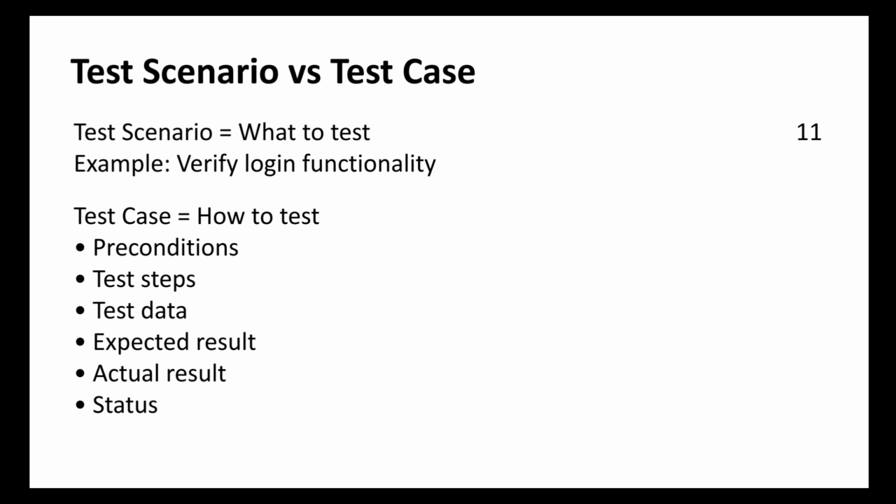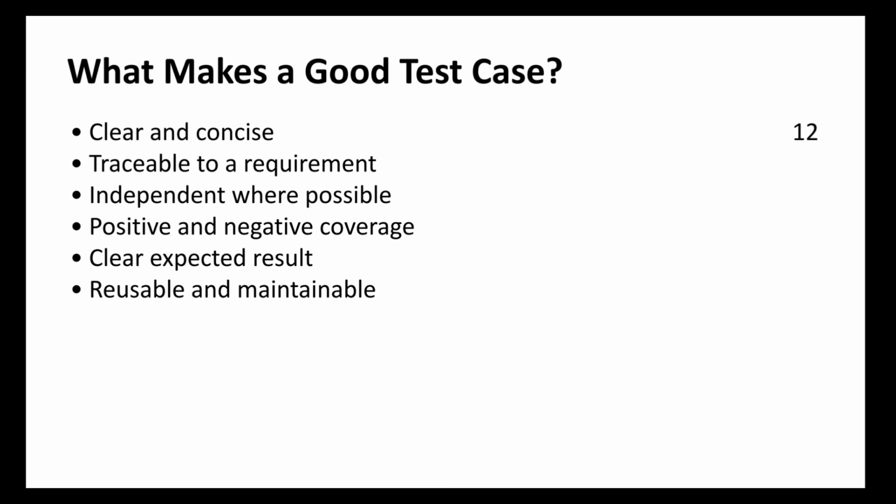Once we understand this difference, the next question is, what makes a test case a good test case? A good test case should be clear, concise, and easy for another tester to understand. It should be linked to a requirement and should have a clearly defined expected result. We should also cover both positive and negative scenarios. For example, for login, we can test valid credentials, invalid credentials, blank fields, and other relevant cases. Good test cases help us achieve better coverage and make testing more consistent.